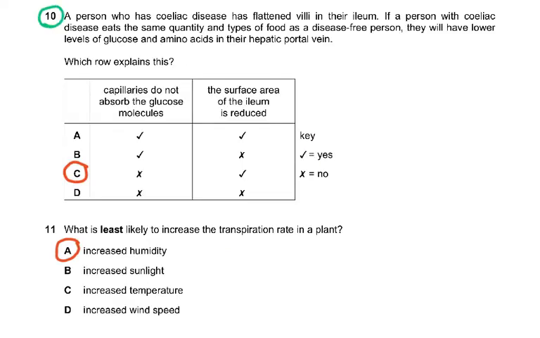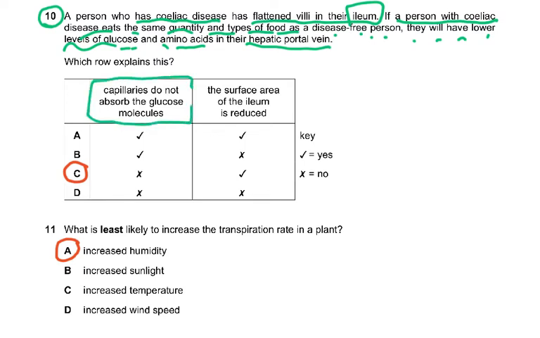Number 10, a person who has celiac disease has flattened villi in the ileum. Ileum is the small intestine. If a person with celiac disease eats the same quantities and types of food as a disease-free person, they will have lower levels of glucose and amino acids in their hepatic portal vein. Which row explains this? You see, the first box was capillaries do not absorb the glucose molecules. Oh, that's incorrect.